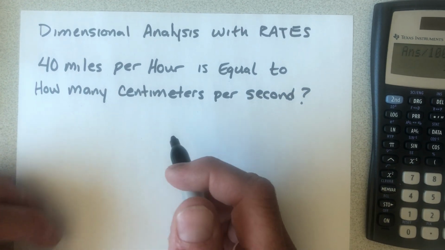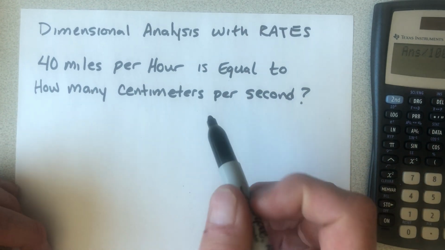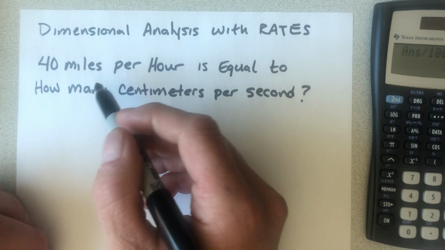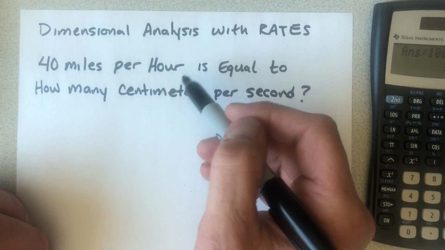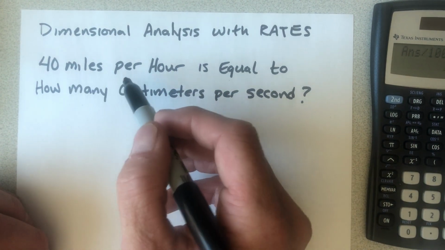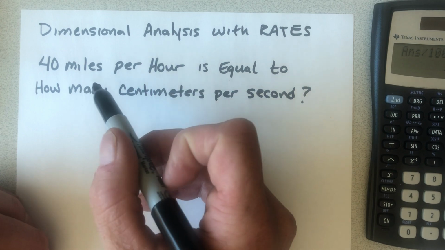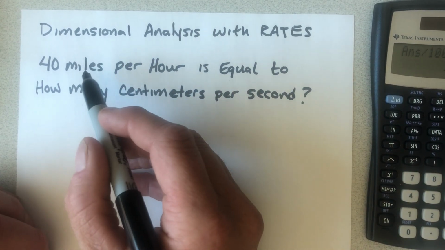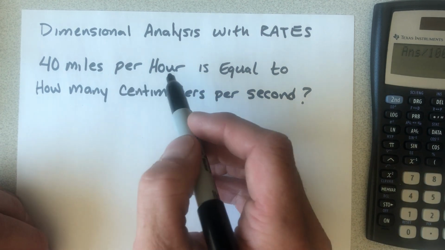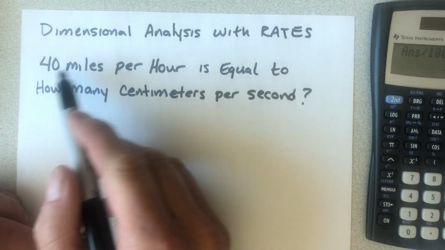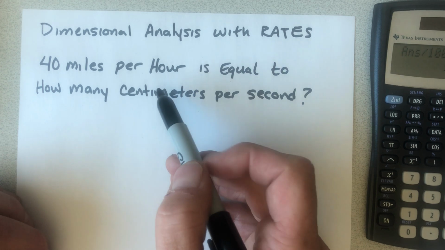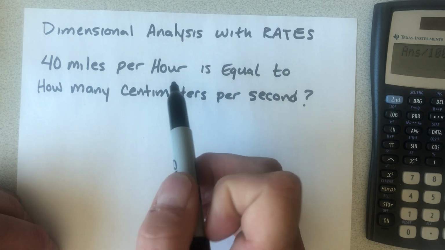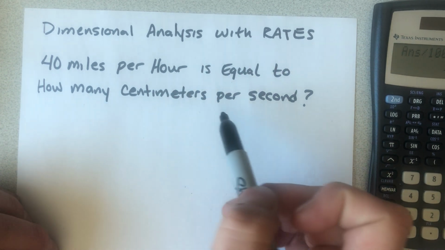One last one that we need to talk about with dimensional analysis is looking at dimensional analysis with a rate. And a rate just means it's 1 unit over another unit, like miles per hour. It's sort of a derived unit that includes 2 different dimensions. So we have a distance unit over a time unit, right? And we've got to convert 40 miles per hour, which is like a speed you might drive in your car, and we want to convert that to centimeters per second.